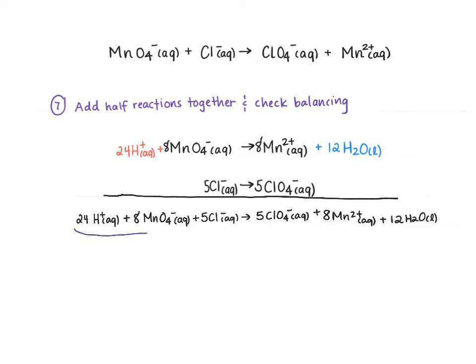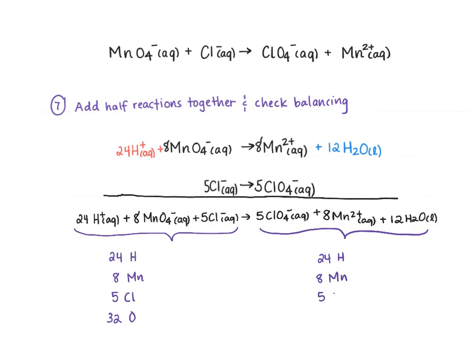So in our elements. So in our reactant side, we have 24 hydrogens, we have 8 manganeses, 5 chlorines, and 8 times 4 is 32 oxygens. In our product side, we have 12 times 2 is 24 hydrogens, 8 manganese, 5 chlorine, looking good so far. 5 times 4 is 20, plus 12 is 32 oxygens.